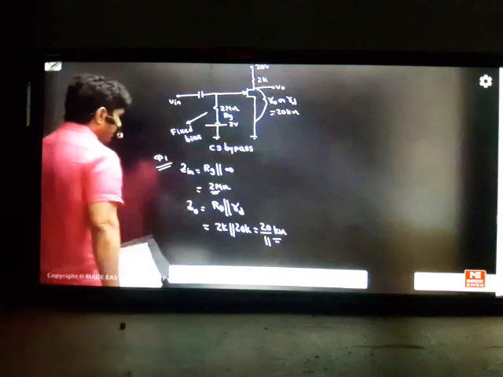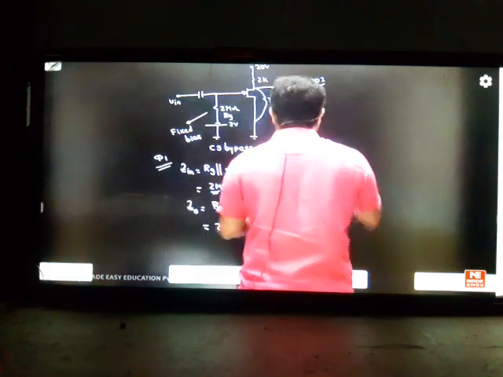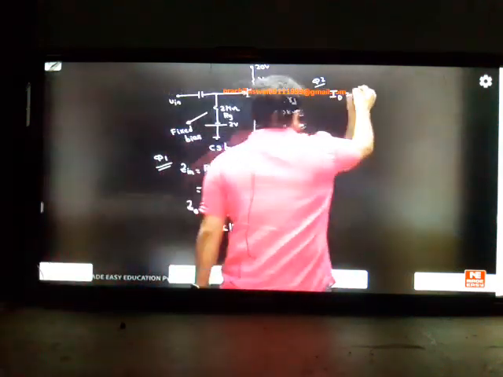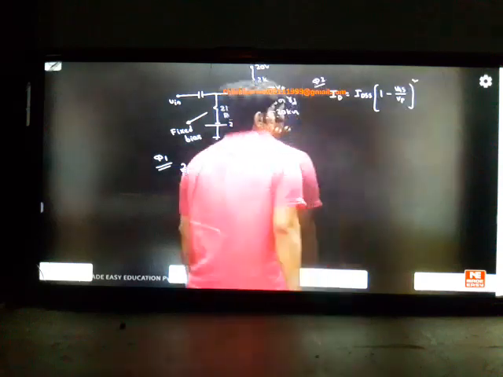First question, concept A. Next, question 2 is asking, can you find the DC current ID? If you want the DC current ID, we have the formula ID = IDSS into (1 minus VGS divided by VP) whole square.